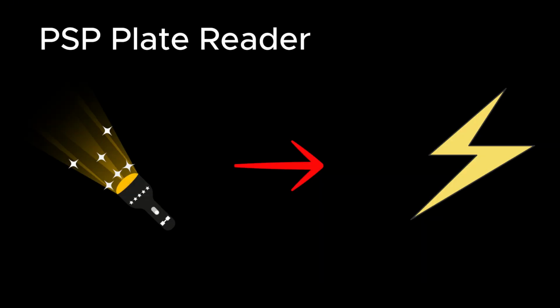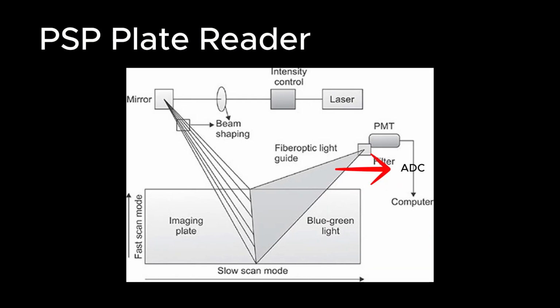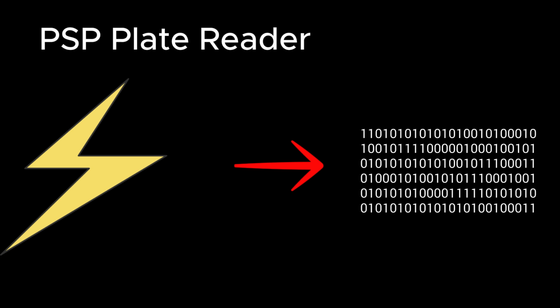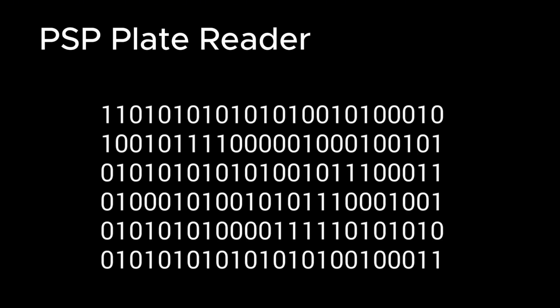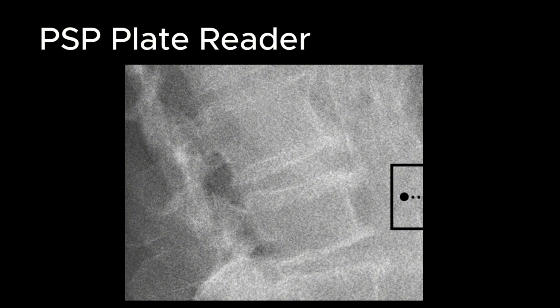All of these convert light into electrical energy, but that's still not digital yet. Before the computer can process the image, the signal has to pass through an ADC, an analog to digital converter, which turns the analog electrical signal into binary code, which is ones and zeros, something the computer can read. This is the digital data that forms the image on the computer screen. But here's the thing, not all of the signal makes it. Some signal is lost during this process, and that's what we call noise in the image.